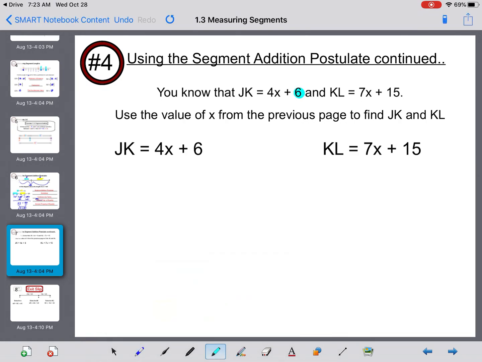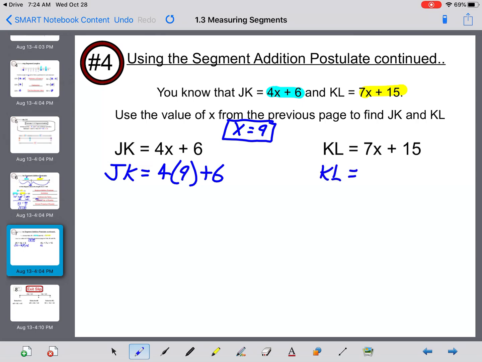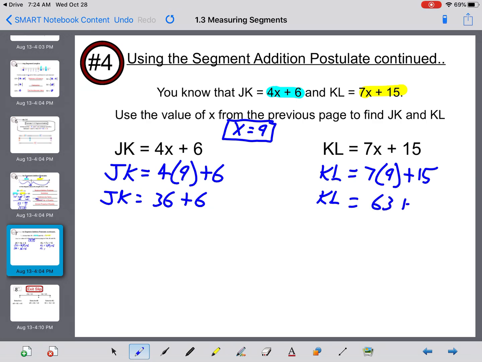We know that JK was 4x plus 6. KL was 7x plus 15. And we just found out that x is equal to 9. So wherever there is an x, I'm going to plug in the value of 9. JK equals 4 times 9 plus 6. KL equals 7 times 9 plus 15. JK equals 4 times 9 is 36 plus 6. And KL is 7 times 9, which is 63 plus 15.